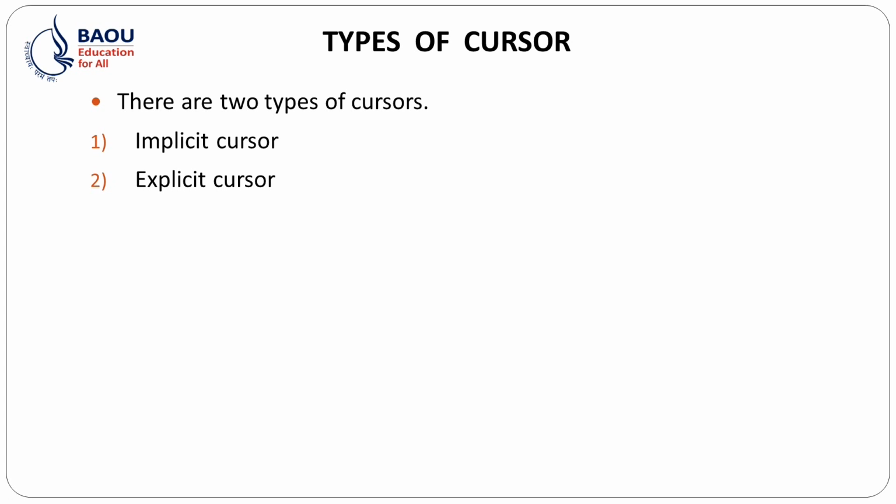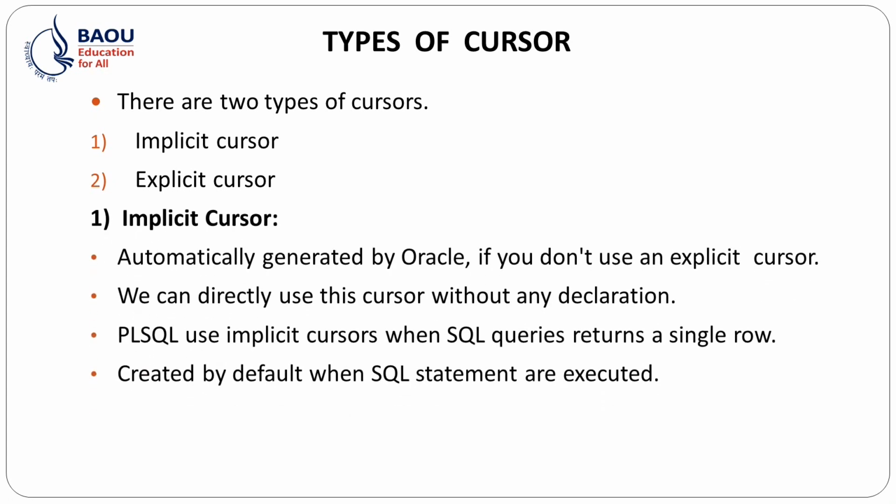Now the types of cursor. There are two types of cursor, implicit cursor and explicit cursor. Now what do you mean by implicit cursor? The implicit cursors are automatically generated by Oracle while a SQL statement is executed. If you do not use an explicit cursor for the statement, we can directly use this cursor without any declaration. PL/SQL uses the implicit cursor when the SQL query returns a single row. These are created by default to process the statement when DML statements like insert, update, delete, etc. are executed.